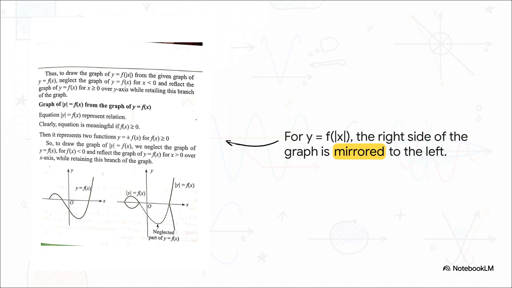But check this out. When we put the absolute value on the inside, y equals f of the absolute value of x, it is a completely different story. The function basically erases whatever the graph was doing on the left side for negative x values. Instead, it takes the entire right half of the graph and reflects it over to the left side, creating this perfectly symmetrical shape around the y-axis.